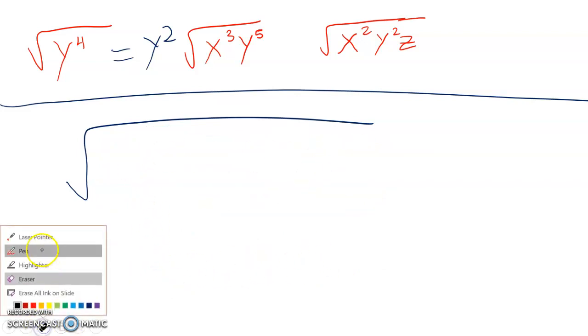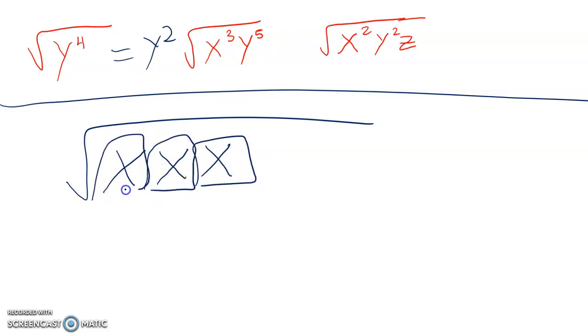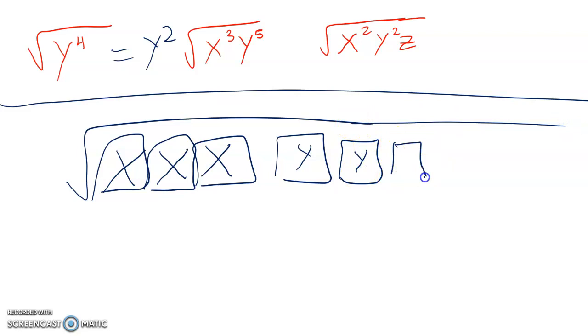We move on to the next one. This one's going to require quite a few cards here. I have x to the 3rd power and y to the 5th power. So here, I'm going to put 3 x cards down, and I'm going to put 5 y cards down. Make my square root a little bit bigger here.